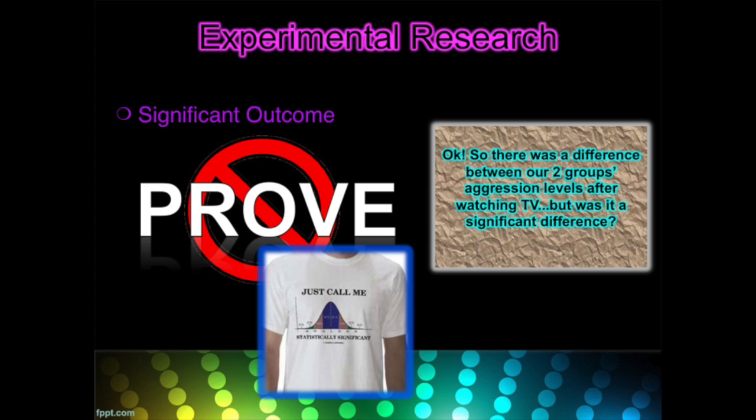However, practical logic tells us that no matter how alike we try to make the participants in our research, they're not the same, and we can't control for all of the variables that might cause someone to be aggressive. And because of that, we can never use the word prove in psychological research. Instead, we have to say that we have found a significant difference between the group that received our independent variable and the group that did not.